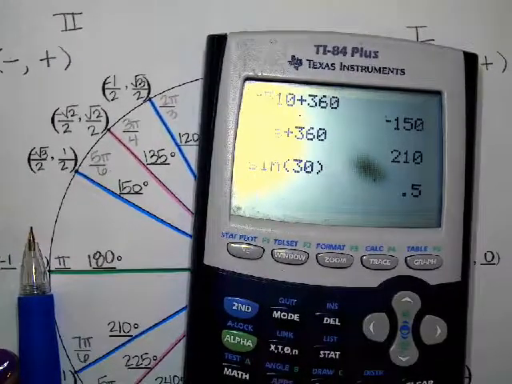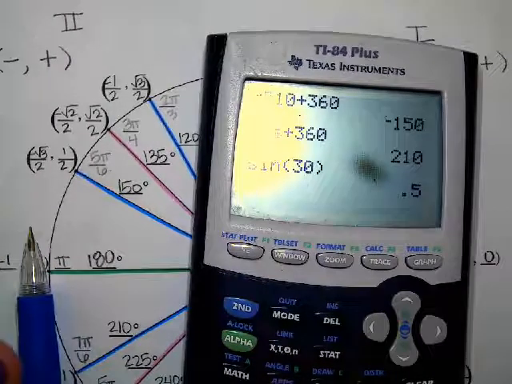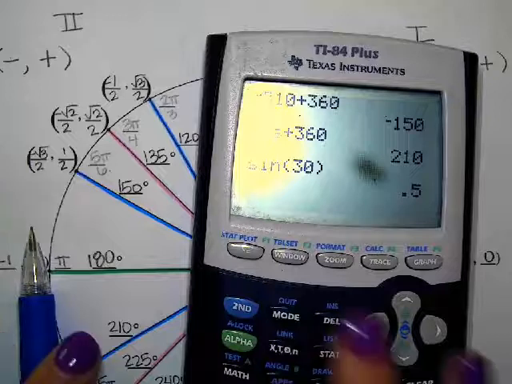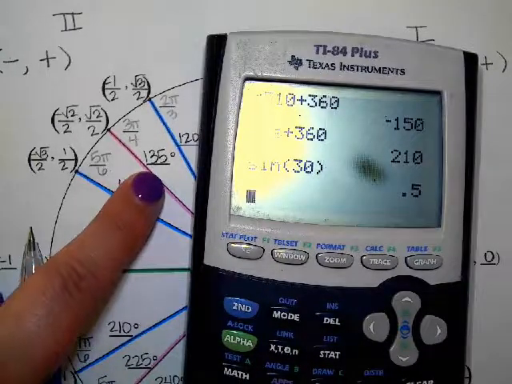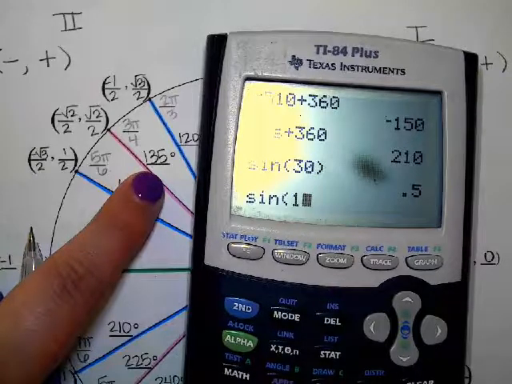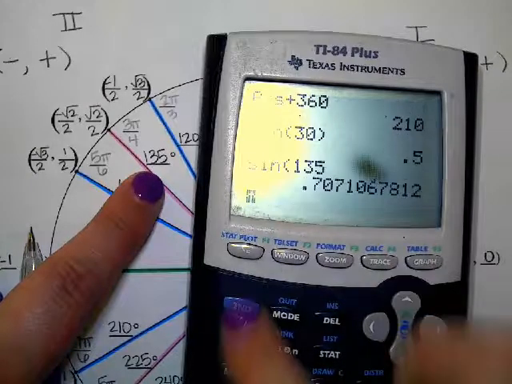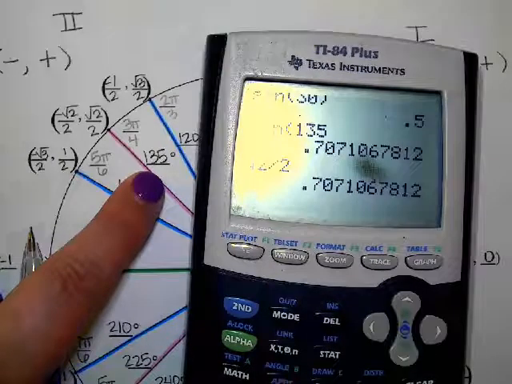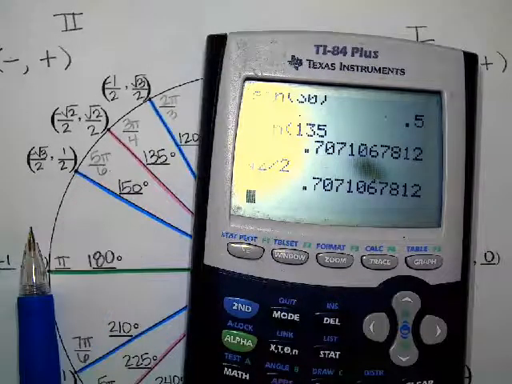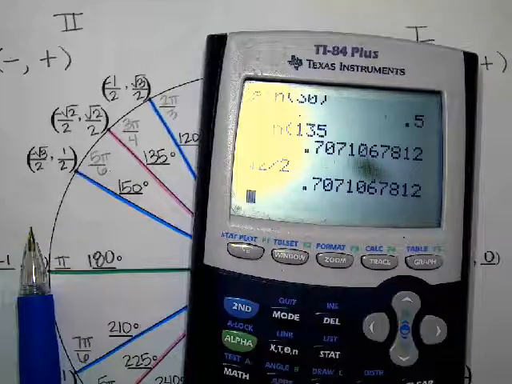And I can check that with any of these. Sine of 135 degrees is root 2 over 2. So it's that decimal, which is the same as root 2 over 2. Does that make sense? So that's what we're doing, and it works because of the triangles and because of how we drew the unit circle. So it's going to work every time, okay?